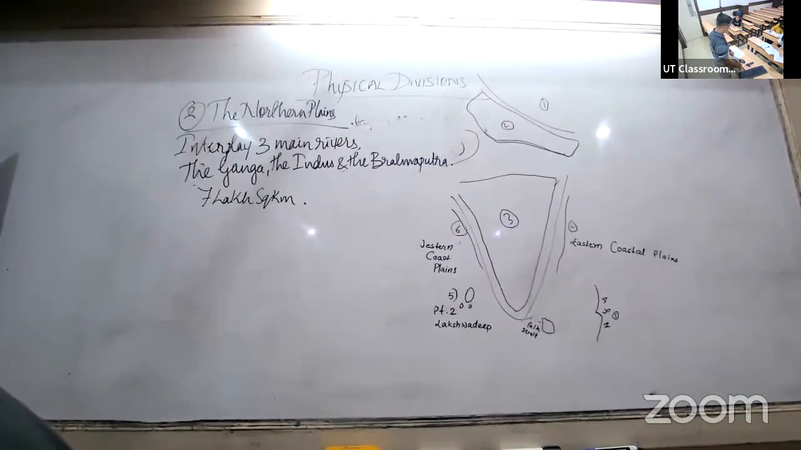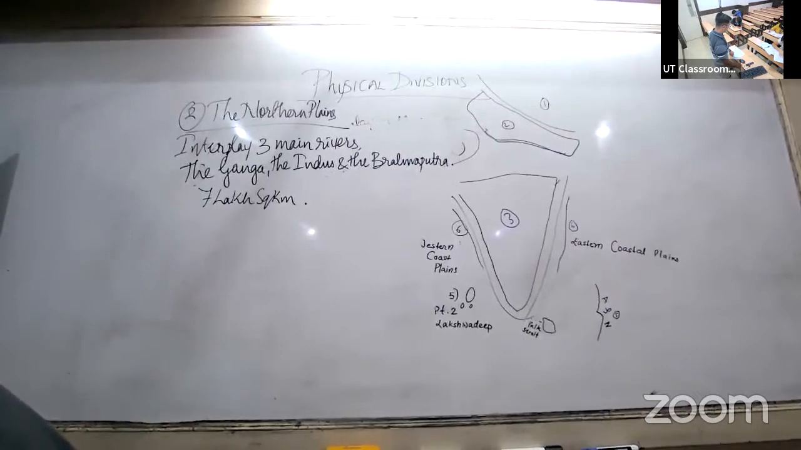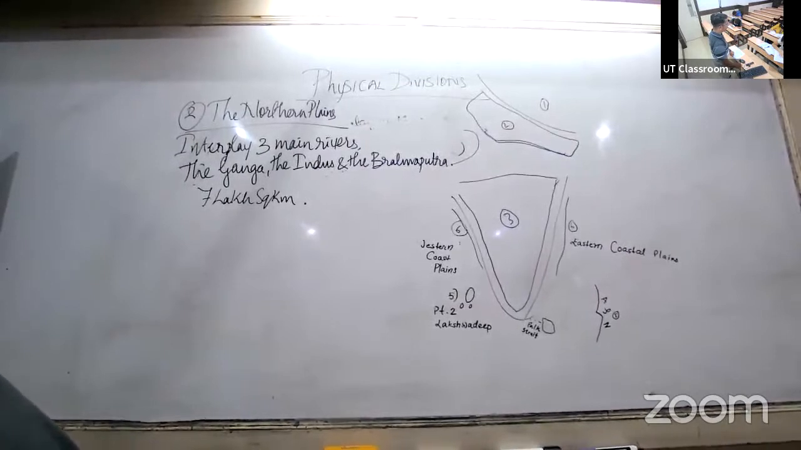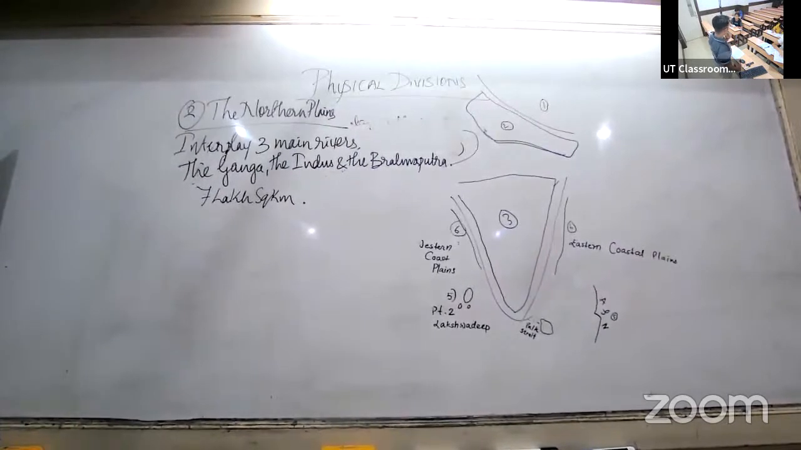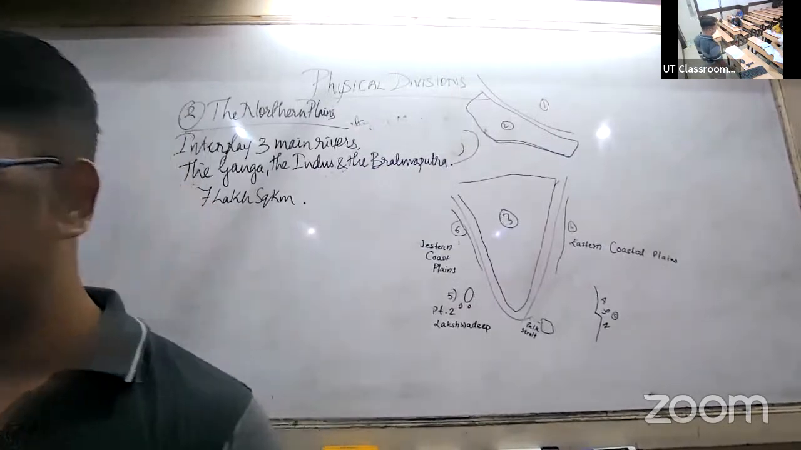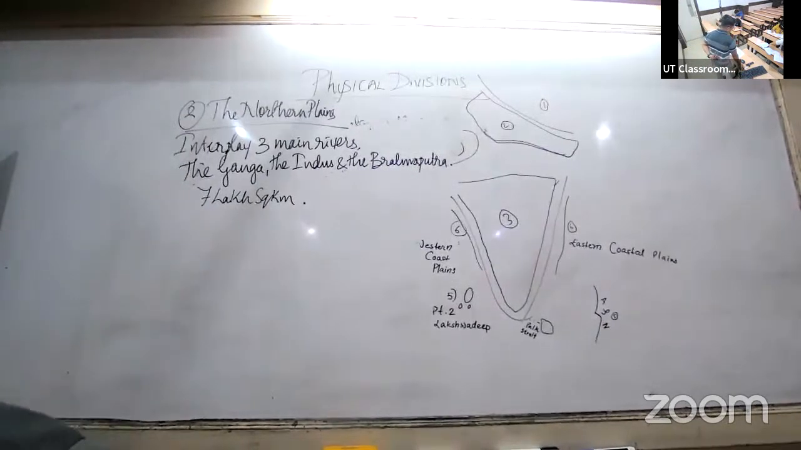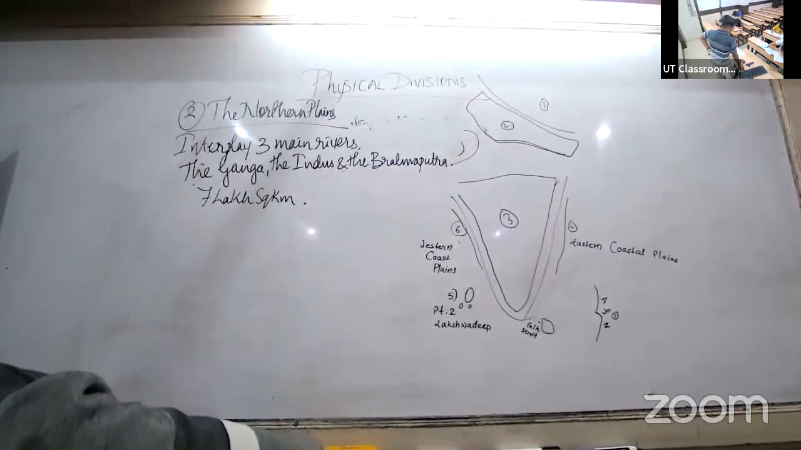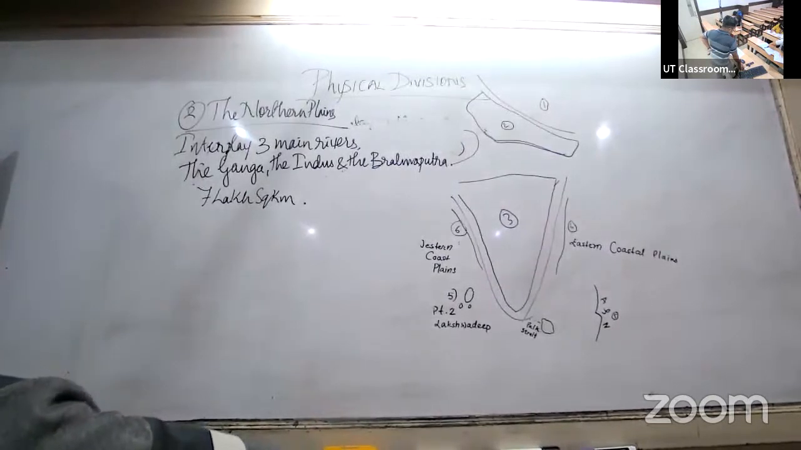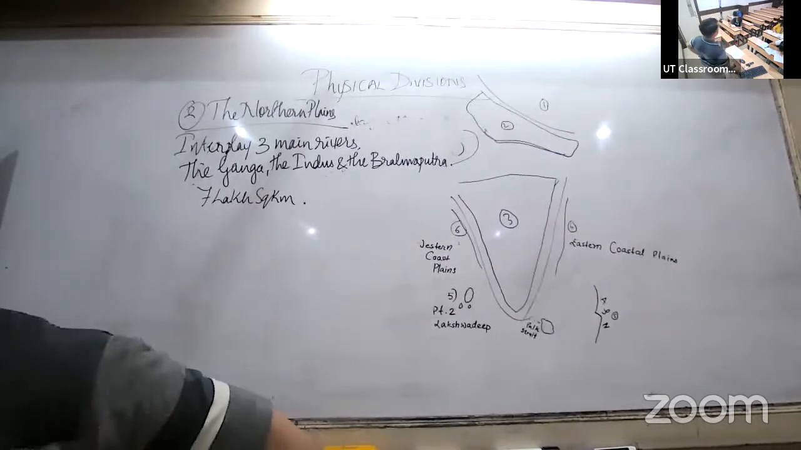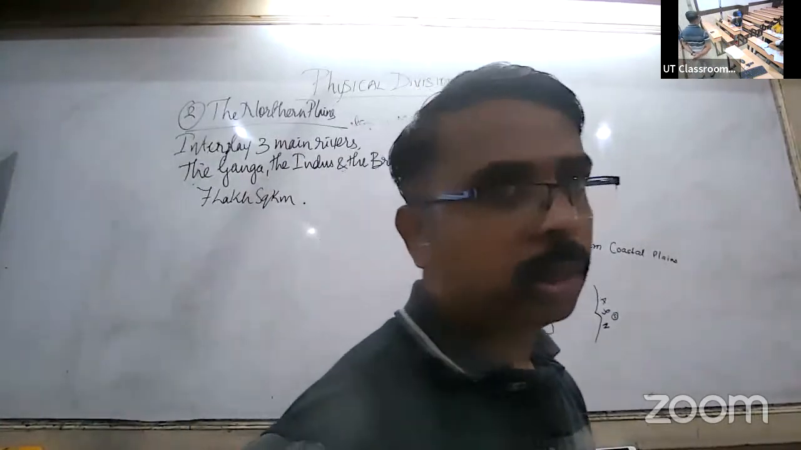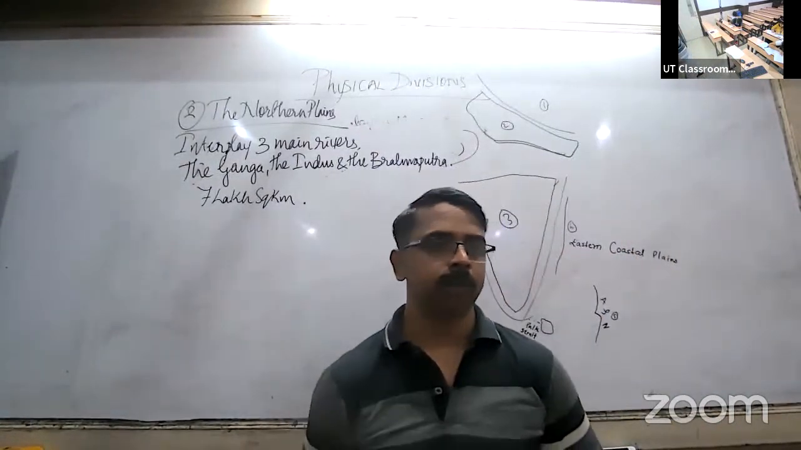And it is broadly a densely populated region, a densely populated physiographic division. Next point. Its total length is 2,400 kilometer.